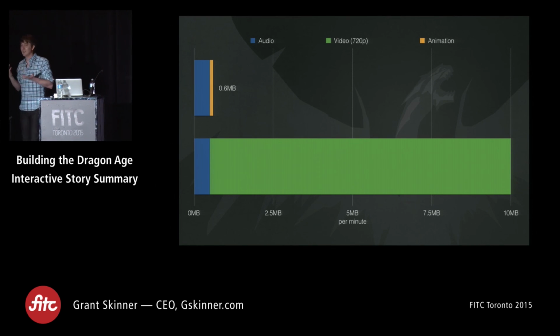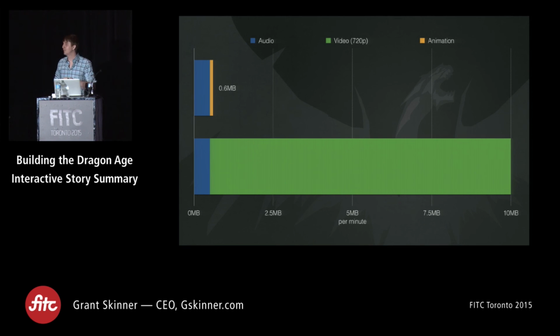So we're spending about 0.5 meg per minute on audio. Video, generally almost 10 megs per minute if we're running at 720p. And the animation is only about 100K per minute. And again, vector content, so it scales to anything that we need.